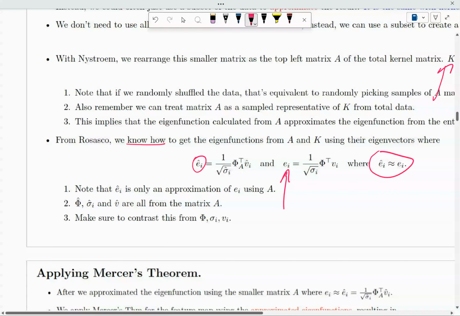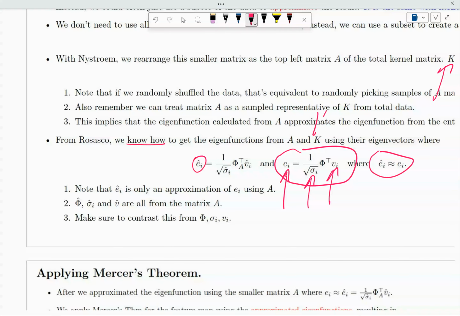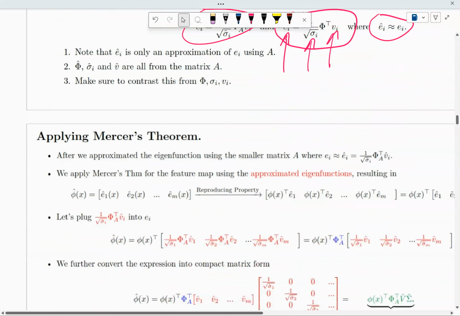The eigenfunction, eigenvalue, eigenvector, these are all for K. Okay, this is eigenvalue, for eigenfunction, and these are all from A. So look at the little hat symbol. All the hats are telling you it came from A. Okay, so let's keep those notations straight.